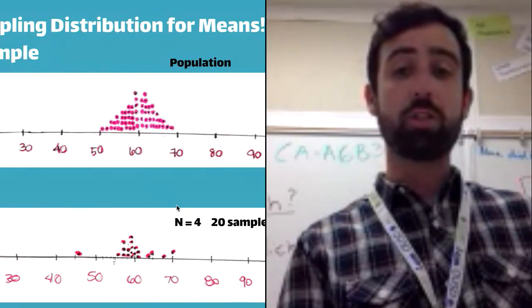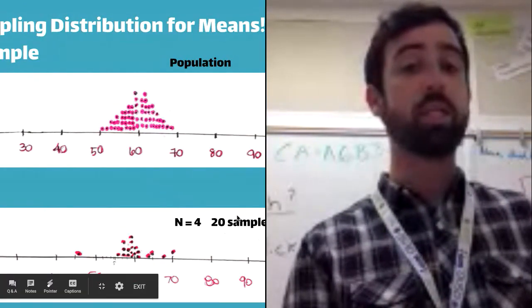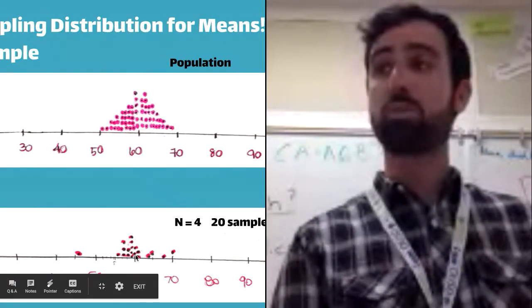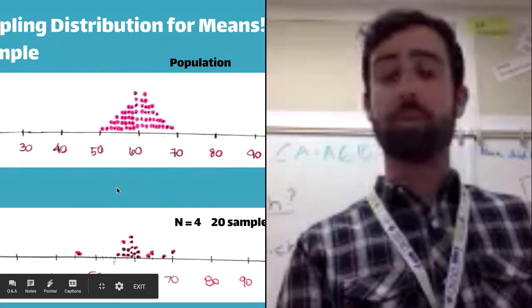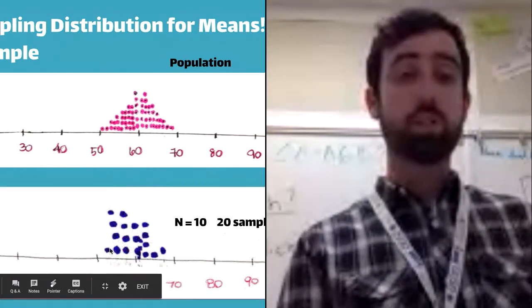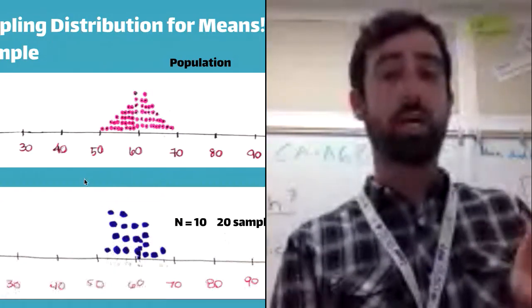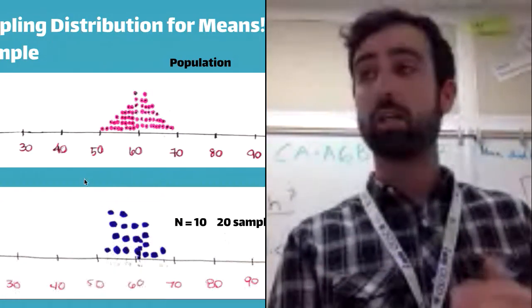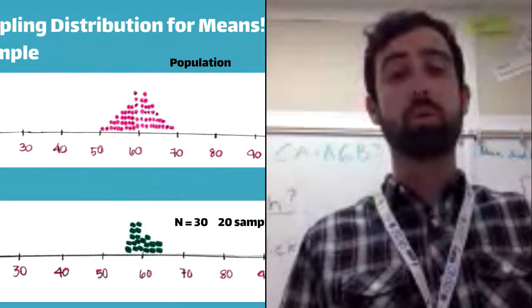What they did first is they took samples of size 4, and they did that 20 times. Notice the spread of this. The next time I had them take size 10. Notice the spread decreased. And watch what happens when I had them take a sample of size 30. It got even smaller. We talked a little bit about that last week with proportions.